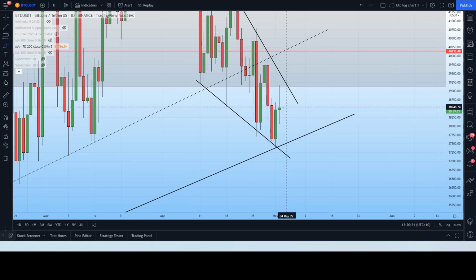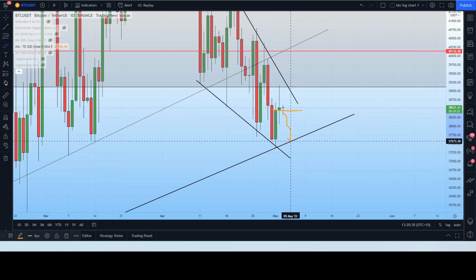Thus, we need to keep an eye on this daily candle, because if this daily candle goes below this line here and closes, we can expect a move backwards down to this level. All right. That is basically all the bearish stuff we're talking about today.